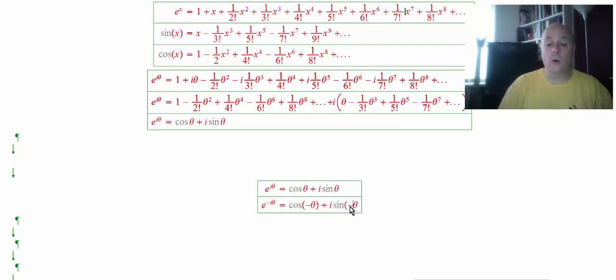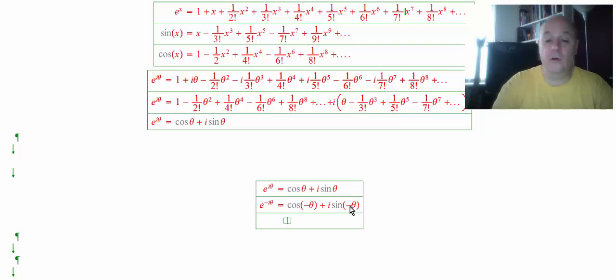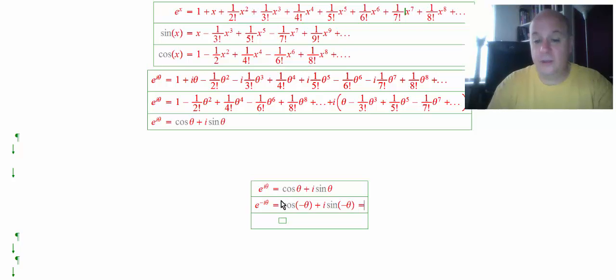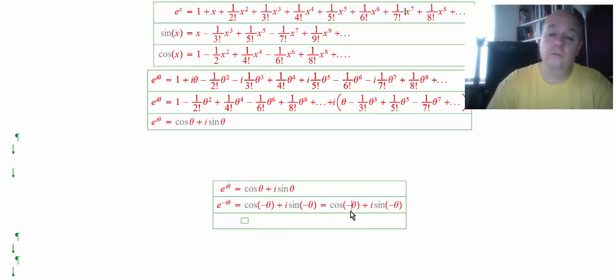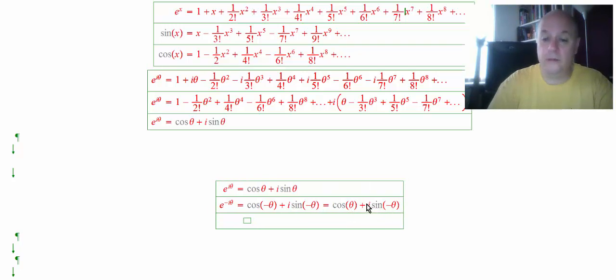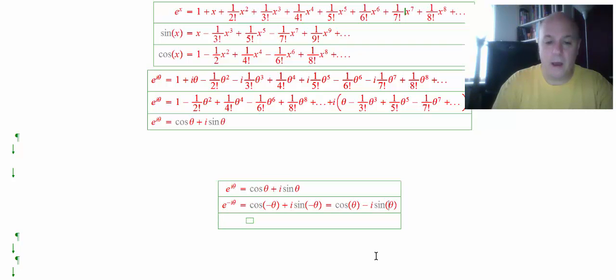And what do I know? Well, I know that cosine is an even function. So if I take the cosine of minus theta, it's the same thing as taking the cosine of theta. It's an even function. Sine is an odd function, so the sine of minus theta is minus the sine of theta. The minus sign pops out. So e to the minus iθ is equal to cos θ minus i sine θ.